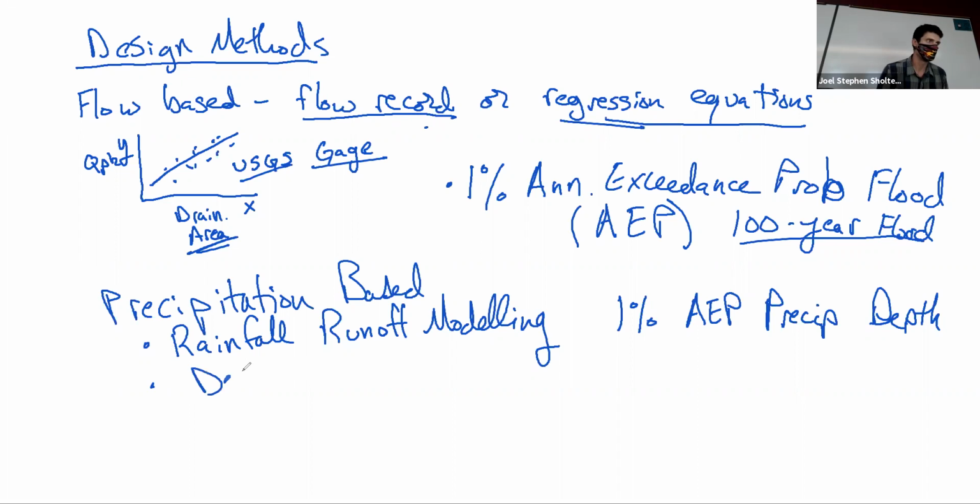So we need to come up with a design storm. What does that storm look like? How much rain happens? What is the temporal signature of rainfall over time? And we'll get into precipitation design storms and that sort of thing starting Thursday.